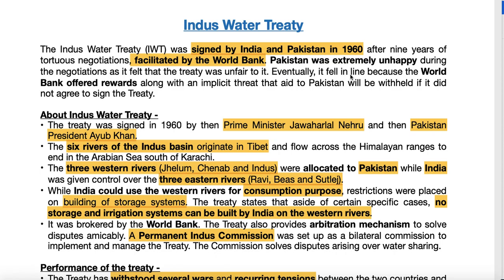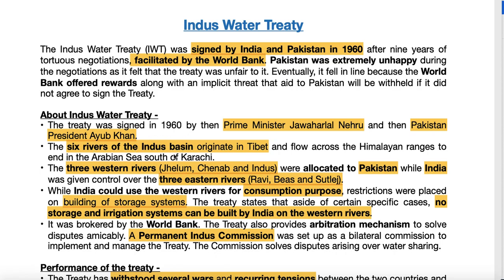and the challenges of the treaty, and most importantly the future of this treaty in terms of deteriorating India and Pakistan relations. So, first of all, let us see what this treaty is. This treaty was signed between India and Pakistan under the leadership of Jawaharlal Nehru and Ayub Khan, respectively, in the year 1960. The Indus Basin originates from Tibet, an autonomous province of China.